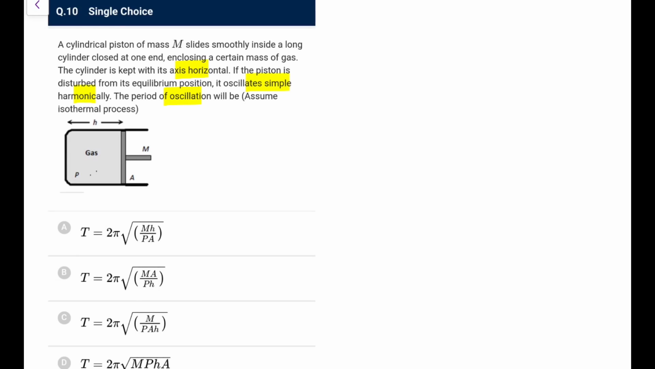Okay, now if it is slightly displaced, because it's assumed to be an isothermal process, let's say I push it by distance x. If I push it by distance x, the change in volume dV would be equal to minus A dx. And because it is isothermal, I know dP by dV is equal to minus P by V. So the change in pressure would be positive, and that would be equal to P by V times A dx. That is what I can write. So the additional force created is dP into A, and because the pressure has increased, it would be opposite to the displacement.